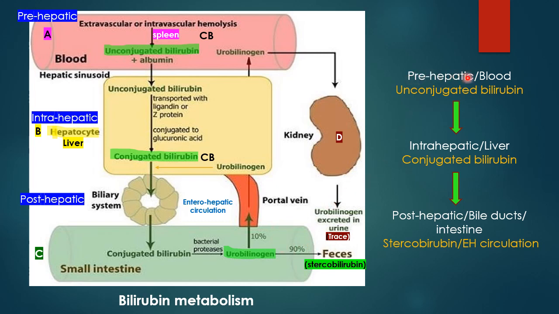So in the prehepatic phase, that is the blood, unconjugated bilirubin is released. In the liver, or intrahepatic phase, this is converted to conjugated bilirubin, and in the intestine, or the posthepatic phase, it is converted to stercobilinogen, and also the enterohepatic circulation takes place.